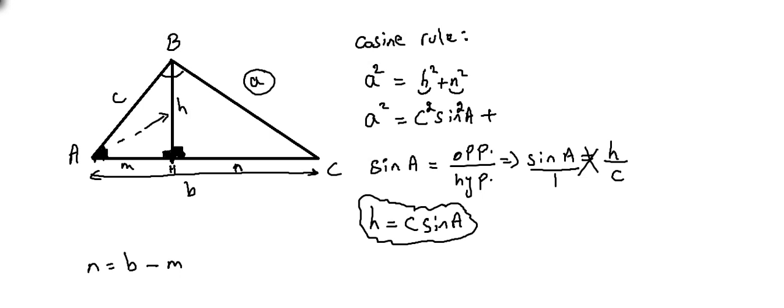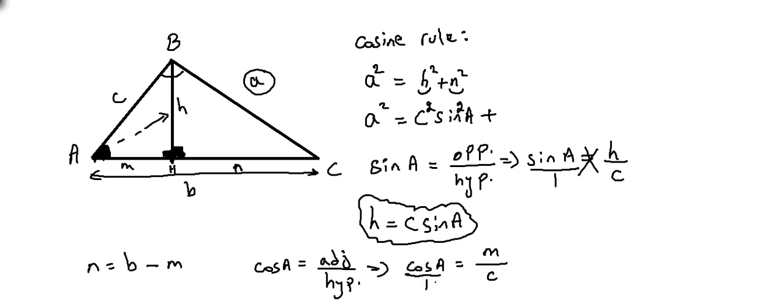To know what M is, I can take, let's say, cosine, right? Why cosine? Because cosine A is equal to adjacent over hypotenuse. And what is the adjacent of angle A in this case? It's M, and I need to find M. Over the hypotenuse, it's C, no problem with C. Over 1, cross multiply, we got M equal to C cosine A.